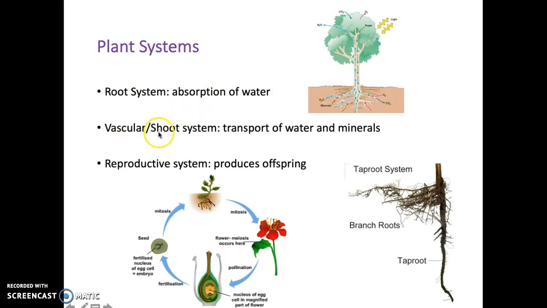The next one is the vascular or the shoot system. The job of this vascular or shoot system is to get that water and transport it all the way up from the roots to the leaves of the plants. Now, the last one, the third one that we're going to be discussing, is the reproductive system. And very simply, the purpose of it is to produce offspring.